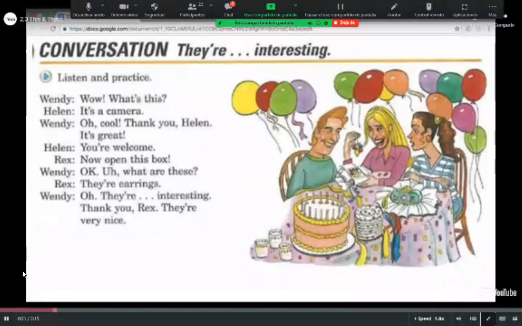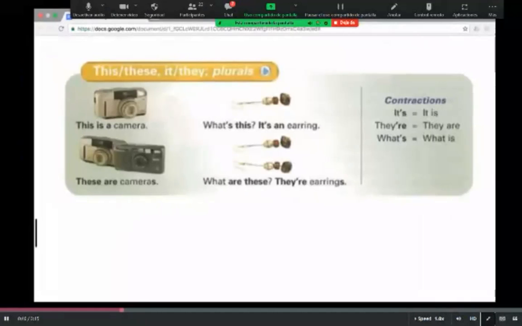Wow, what's this? It's a camera. Oh, cool. Thank you, Helen. It's great. You're welcome. Now open this box. Okay. What are these? They're earrings. Oh, they're interesting. Thank you, Rex. They're very nice.